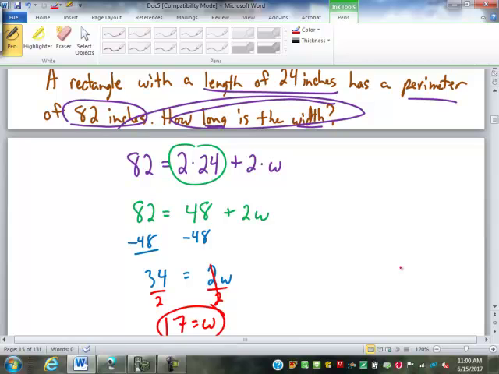Now, I should have done this with the last one, and I didn't, but we're going to do it here. We need to double check to make sure the answer we found is what we're asked to find. W, of course, represented the width. We're asked to find how long is the width. So yes, that is what we are asked to find. The width equals 17, and technically I should have my units in there, which is inches.